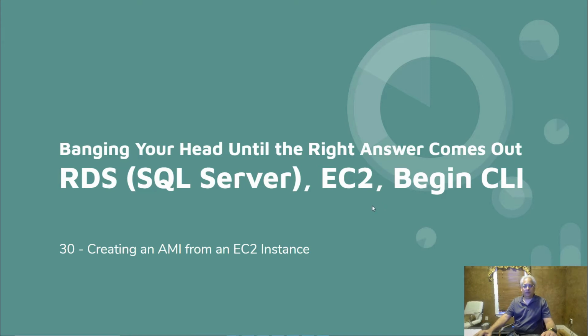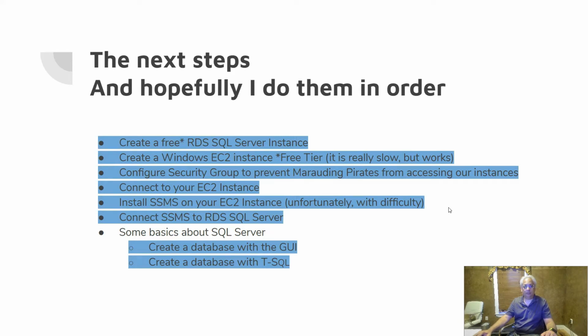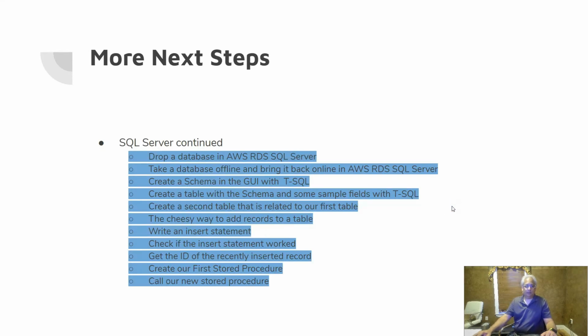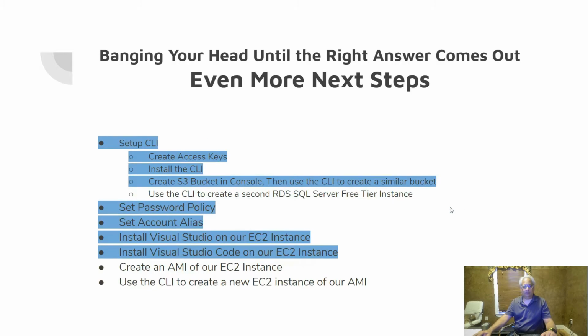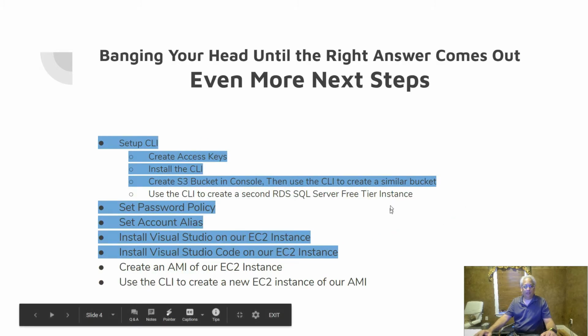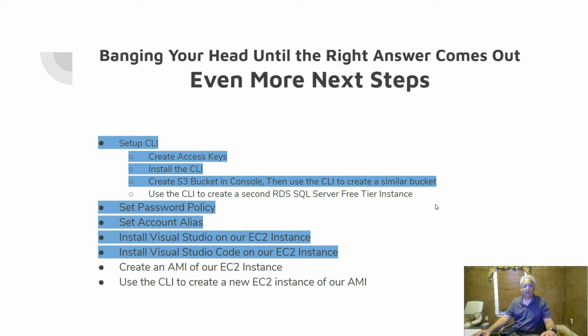This sequence covered RDS, SQL Server, EC2, and a little bit of beginning CLI. This episode is episode 30, creating an AMI from an EC2 instance. An AMI is basically an image that you can start up a new machine from. Okay, so we've covered a lot of this stuff, and a lot of SQL Server, and here we are. Create an AMI of our EC2 instance.